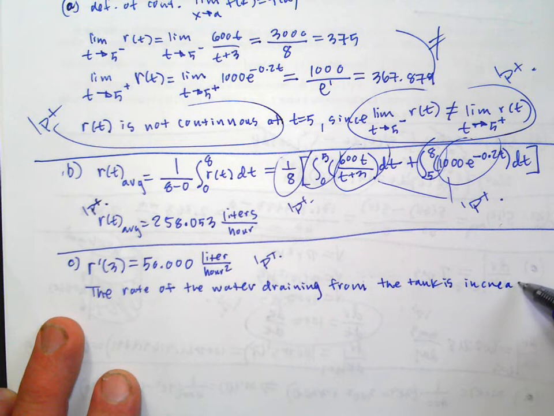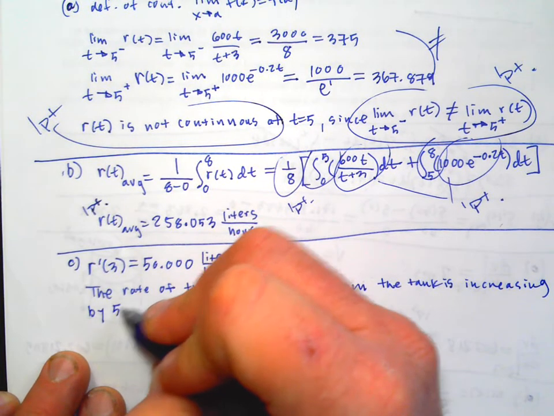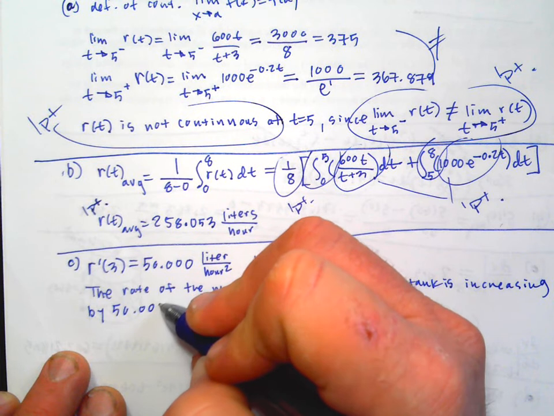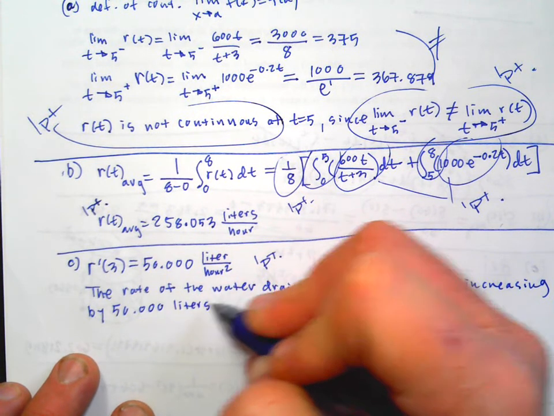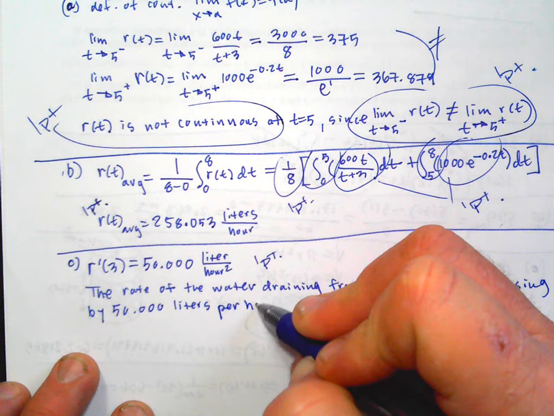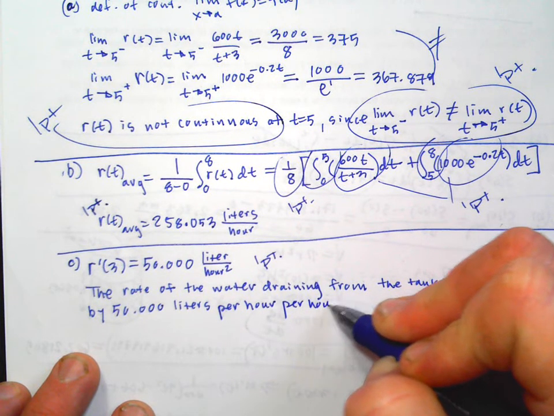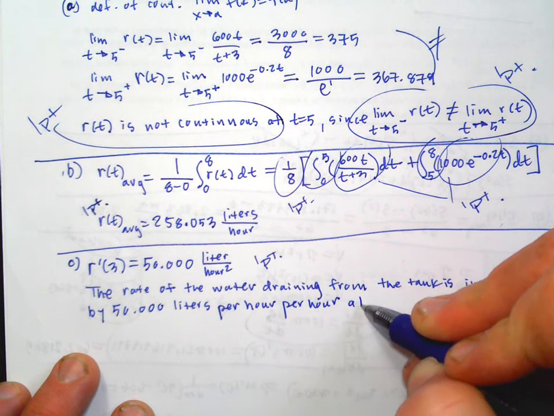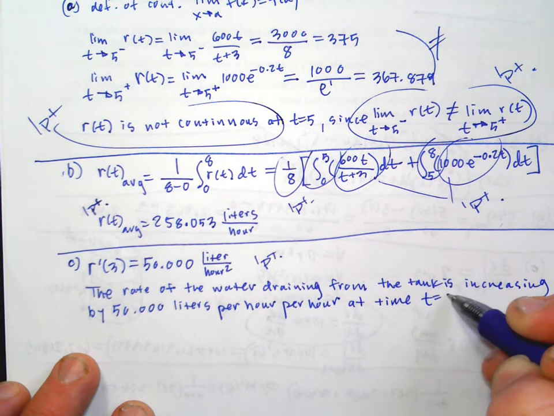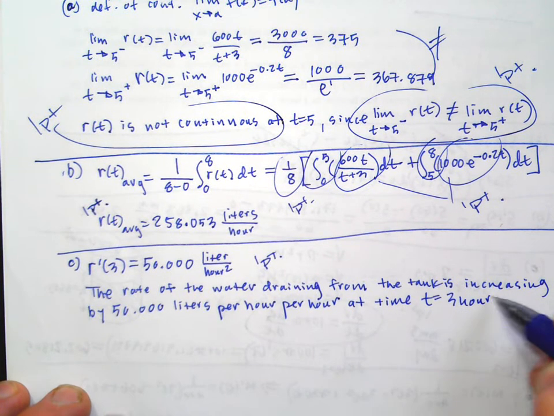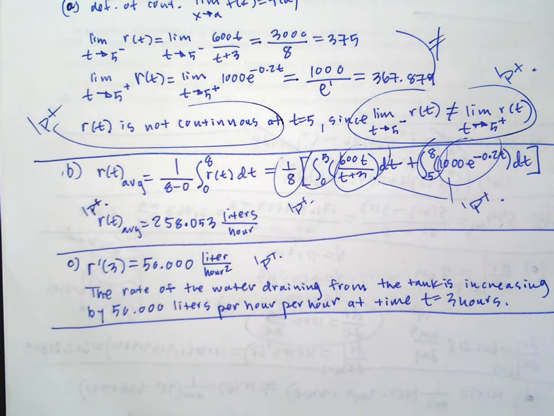So the rate is increasing by 50,000 liters per hour or per hour squared. Per hour means the same thing. At time t equals 3 hours. So you want to be very specific. When is it? Put all the units. Talk about that. So that's a point.